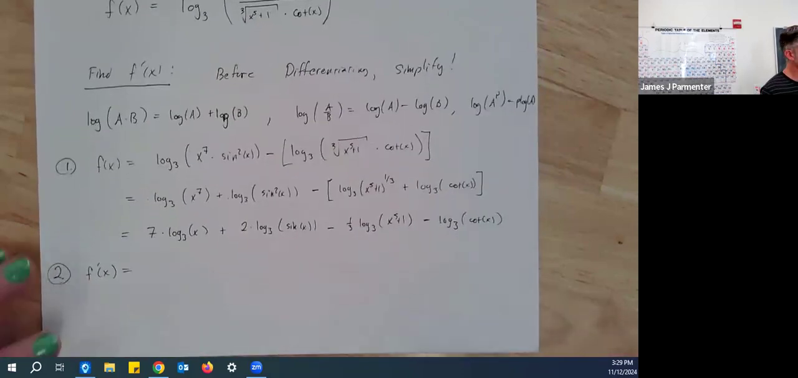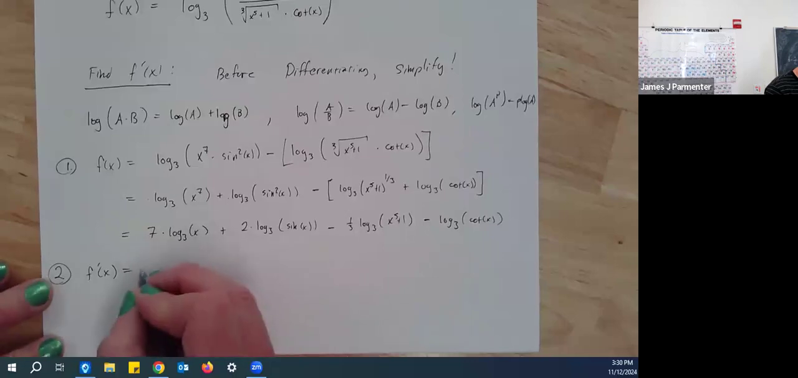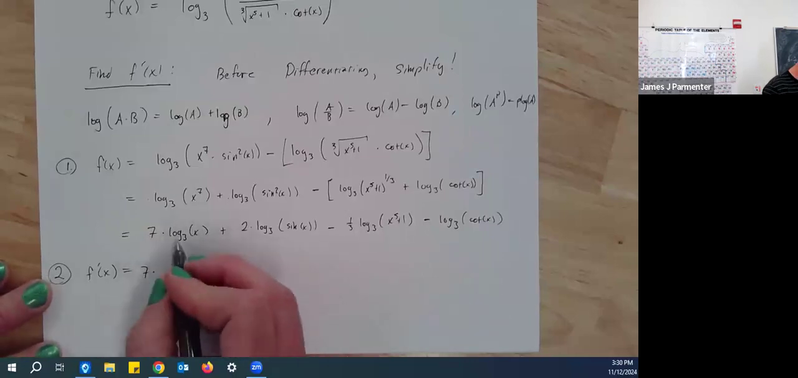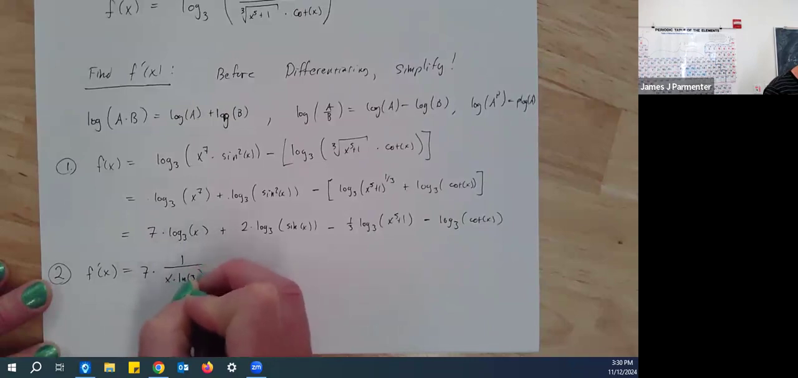So, a reminder, the derivative of the natural log of x is 1 over x. The derivative of log base 3 of x is 1 over x, and then there's also a natural log of 3 in the denominator. So each of these is going to have a natural log of 3 in the denominator. So you're going to get 7 times the derivative of log base 3 of x, which is 1 over x times natural log of 3.